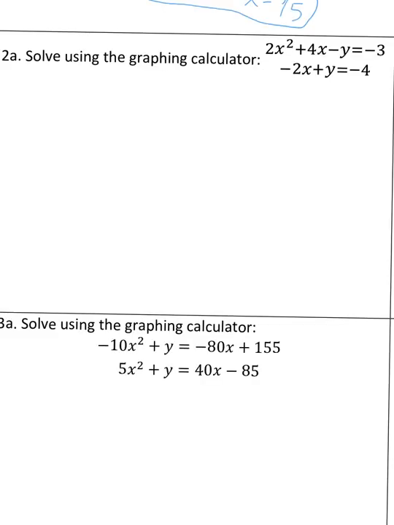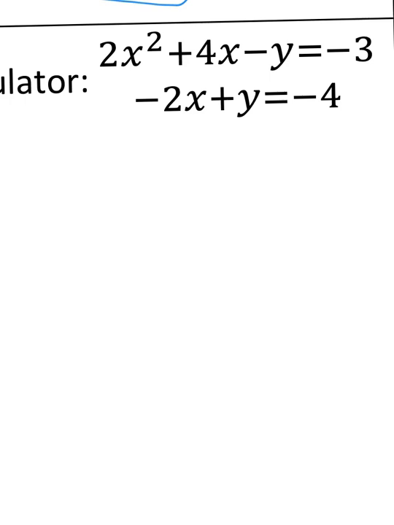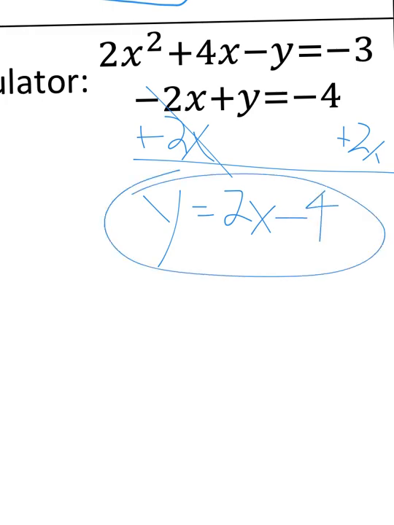So number 2 is the same kind of problem, except I say solve using the graphing calculator. Here, you just need to get them into y equals form. And then once they're in y equals, you're good to graph them. So like this second equation, if I just add 2x to the other side, I wouldn't combine it with the -4 because it doesn't have an x with it. So I'm just going to write y equals, and now it's positive 2x minus 4. And that second one is in y equals form. So that one's good to graph.